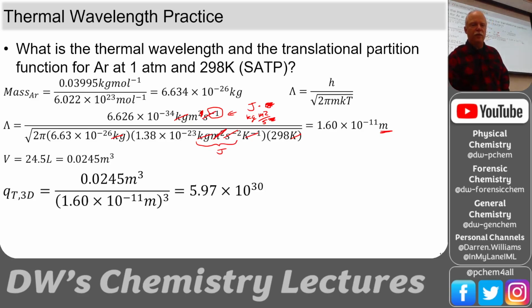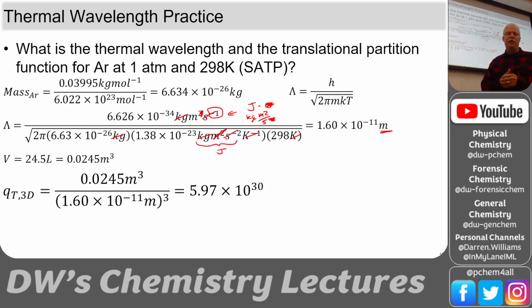So if we calculate the partition function, I just said it's 1 atmosphere, so what is the volume of an ideal gas at 1 atmosphere and room temperature? It's 24.5 liters. So that would be the volume that it would take up at 1 atmosphere. So we can do the volume on top and the thermal wavelength on bottom cubed. And so this is the partition function for translation for argon at room temperature and 1 atmosphere.